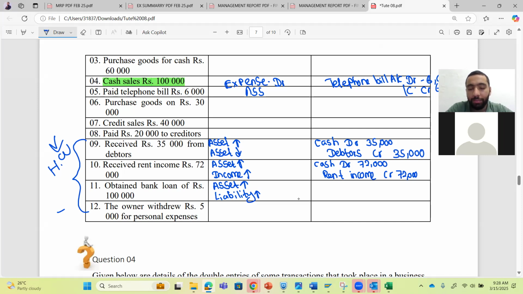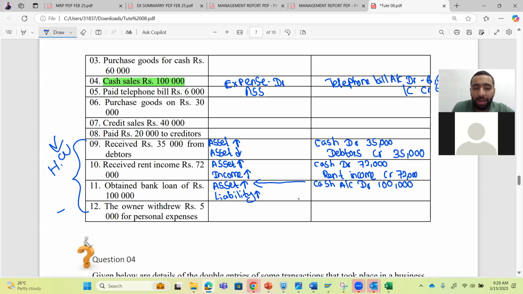Bank loan payable and cash. Okay, those are the two items. Inside assets, what is the item? Yes, cash account. Very good. Cash account debit by how much? Yes, 100,000.